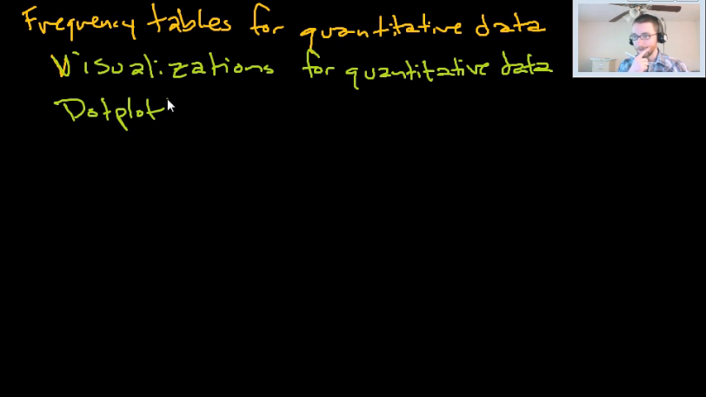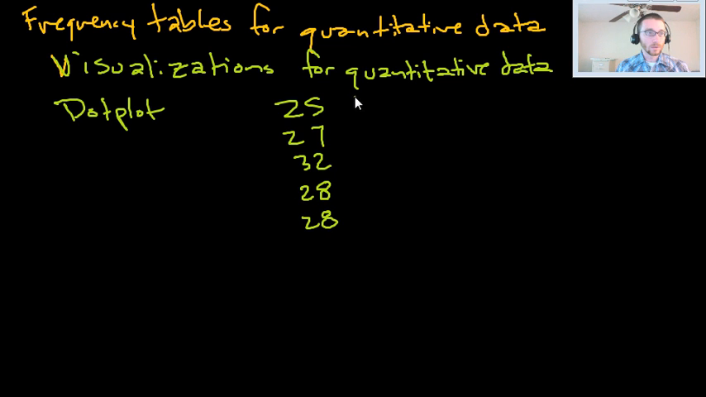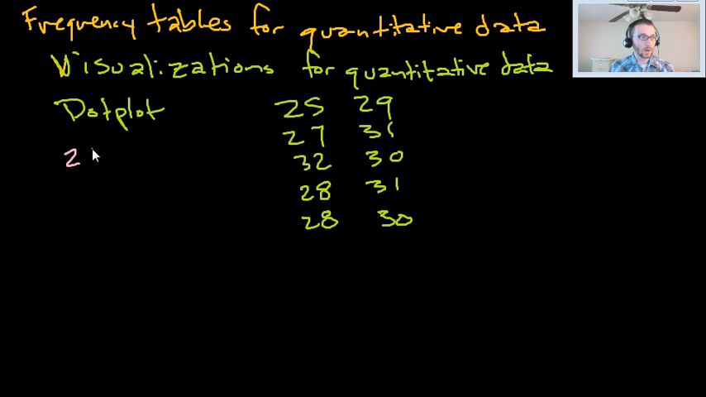So what we do here is, let's say we had a bunch of data, and I'll just make up some numbers: 25, 27, 32, 28, 28, 29, 31, 30, 31, 30. There, that's 10 numbers. We want to make a dot plot. The way a dot plot works is you start with the smallest number and go to the largest number. So our whole range here goes from 25 to 32, and you write all those numbers: 25, 26, 27, 28, 29, 30, 31, 32.